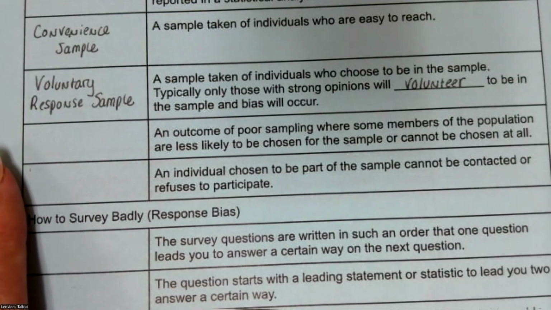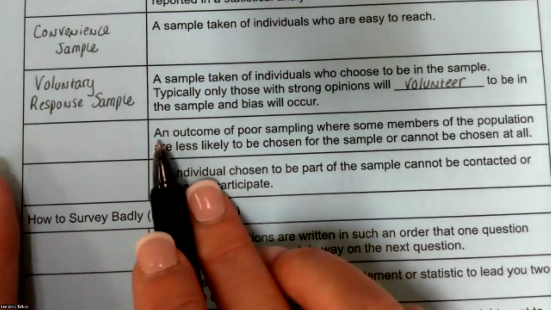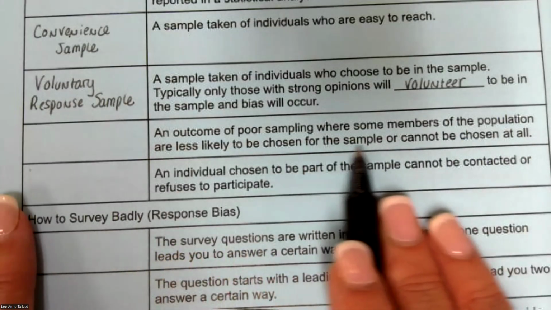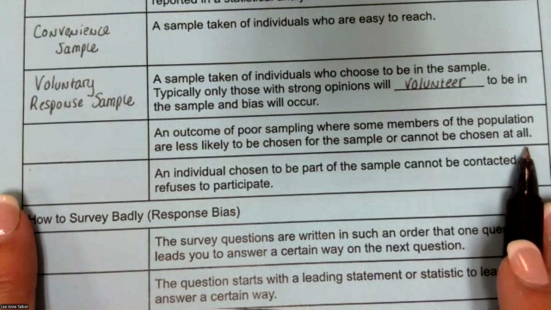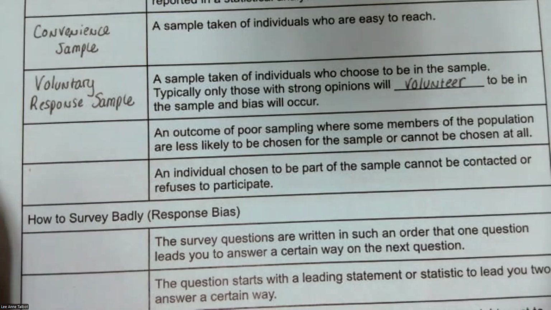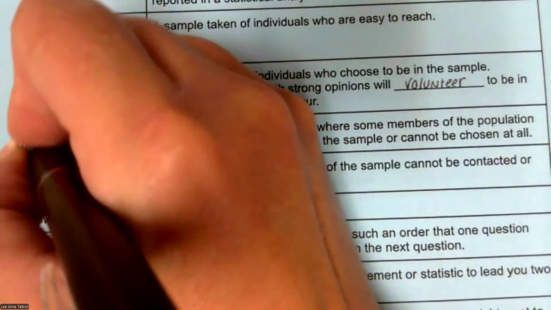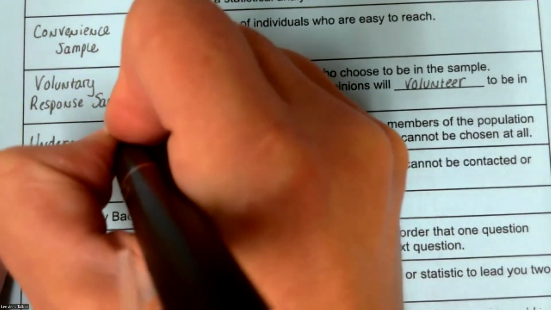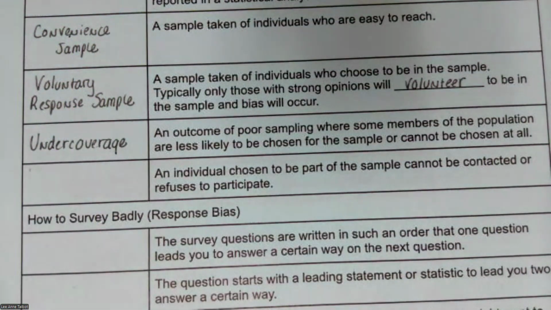An outcome of poor sampling where some members of the population are less likely to be chosen for the sample or cannot be chosen at all. I don't know that you guys know this one. It's called undercoverage. Oh yeah, it kind of sounds like you're a spy, but that's not what it means.